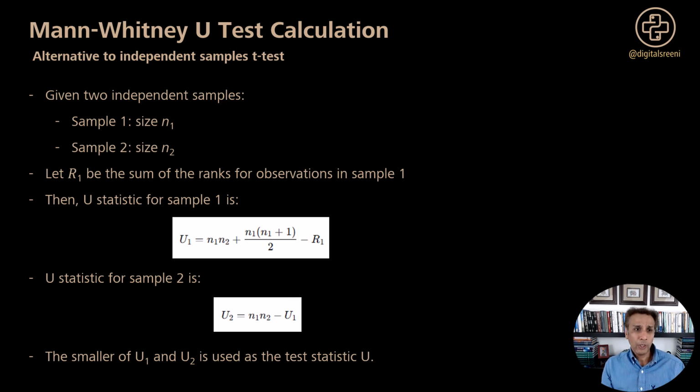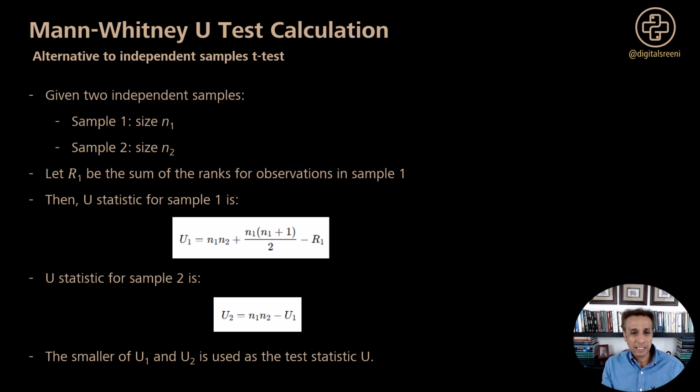How does it work? Well, when you have two independent samples, let's say with heart disease, without heart disease, and in sample 1 with heart disease, you have N1, that many measurements. In sample 2, you have N2, that many data points, right? So you have N1 and N2. And then let R1 be the sum of the ranks for observations in sample 1, meaning you rank all of these, and the sum of these ranks in your sample 1 is R1.